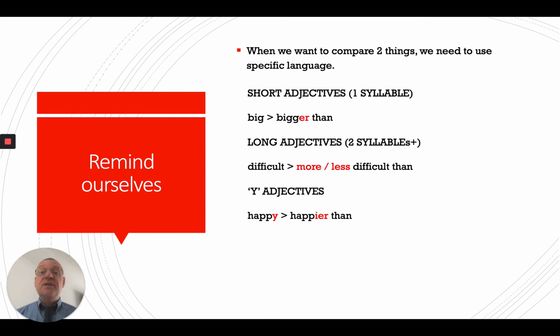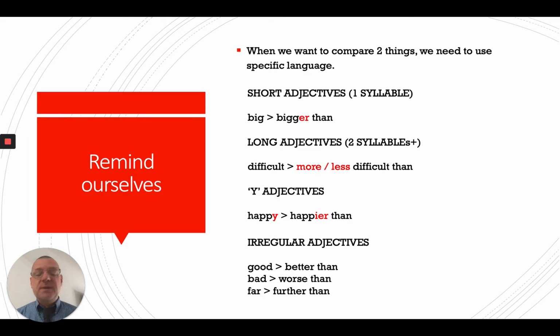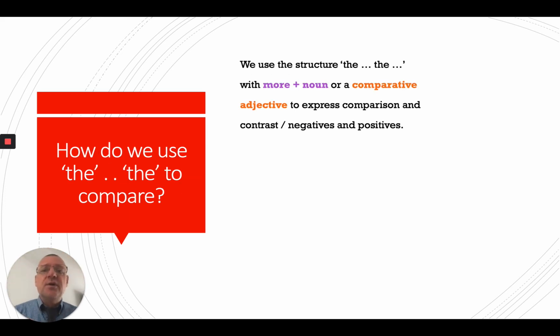Then we have the adjectives that finish with the letter Y. So look at the spelling. In this example, we have happy. Happy becomes happier than. We're changing the Y to an I and then adding ER. So silly, sillier. Lazy, lazier. Busy, busier. And finally, we have the irregular adjectives. There's nothing we can do about these, we just have to learn them. But fortunately, there's only a few of them. So good becomes better. Bad becomes worse. Far becomes further.